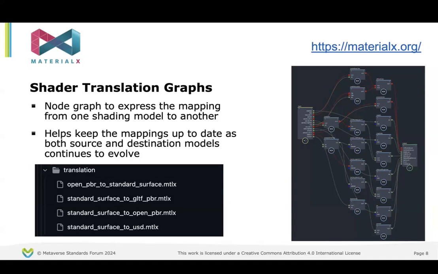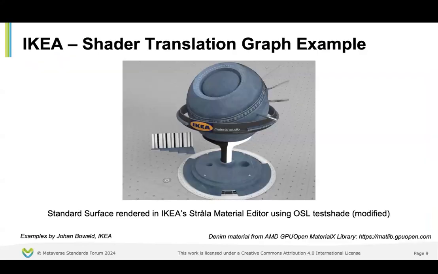So I had a number of conversations around SIGGRAPH about shader translation graphs, and it turns out that IKEA is using that extensively internally. So Johan Bovald from IKEA graciously provided a couple of examples on how they use this. The example material here is a publicly available one. It's from the AMD OpenGPU MaterialX library that you can find the link to on this page. What we see here is standard surface rendered in IKEA's Stråla material editor, using a path tracer. That's OSL testshade that they've modified a bit so they can render their swatch scenes.